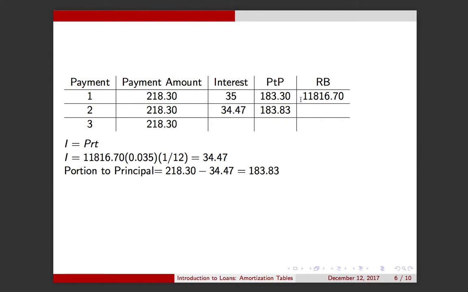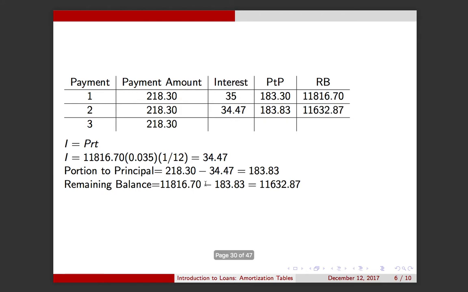And then at the end of month 1, you owed them this much, $11,816.70. At the end of month 2, you just take this portion of principal and take it out of this chunk of money, like so. So again, when you write the second check, you don't owe them $12,000 anymore. You owe the bank $11,816.70. So when you take the amount of your check that actually goes towards paying down your loan, you apply that money to your remaining balance from the previous month. And you get that 11,632.87 number. And you just keep going like this.